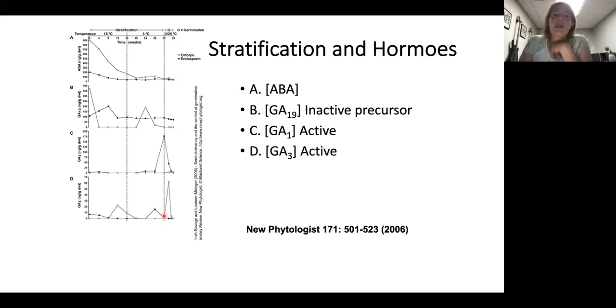And then we have a spike in gibberellic acid GA3 in the embryo right as germination is occurring. And that helps with stem elongation.